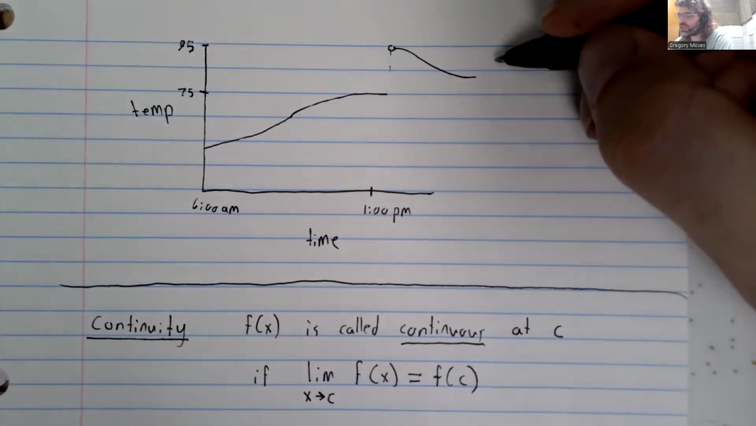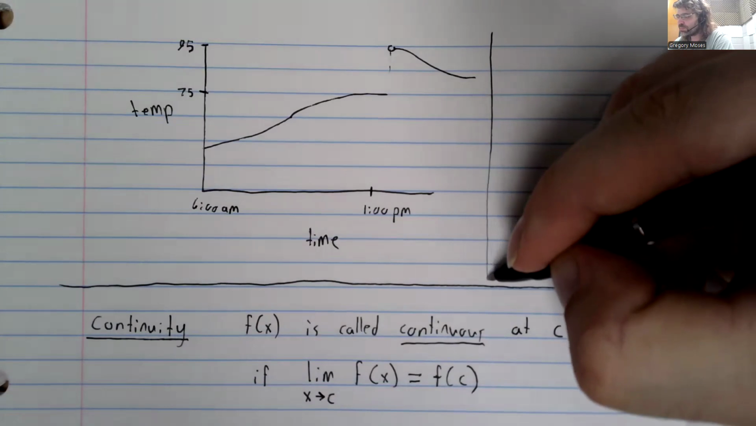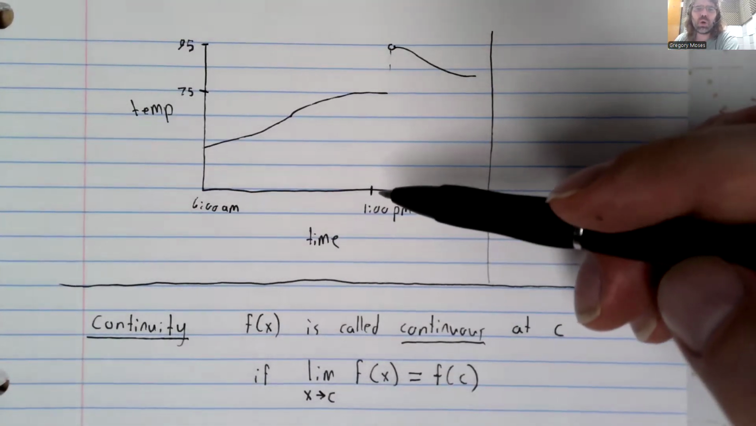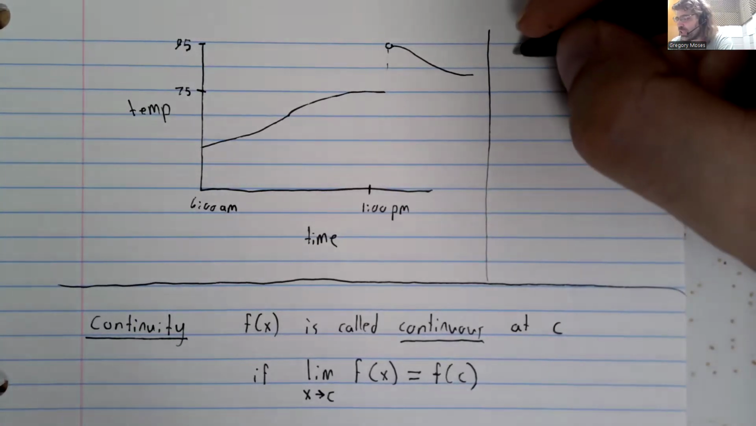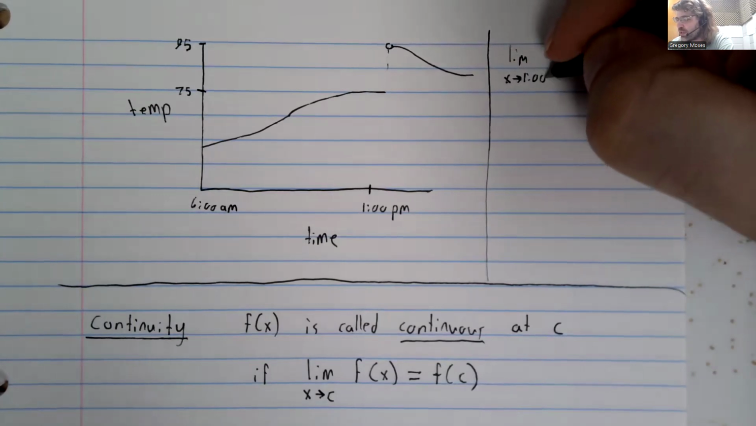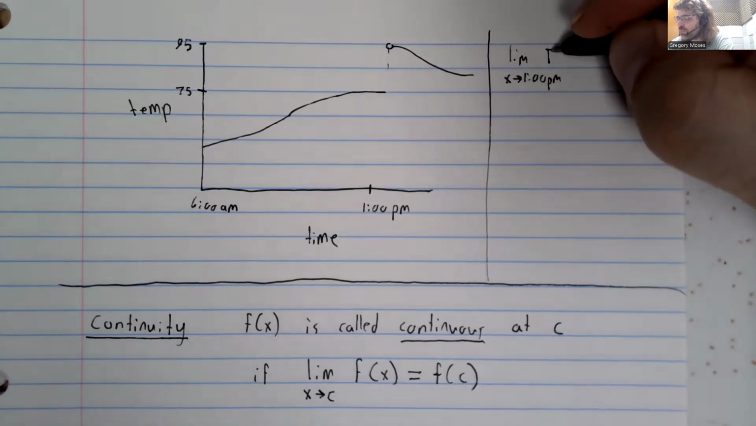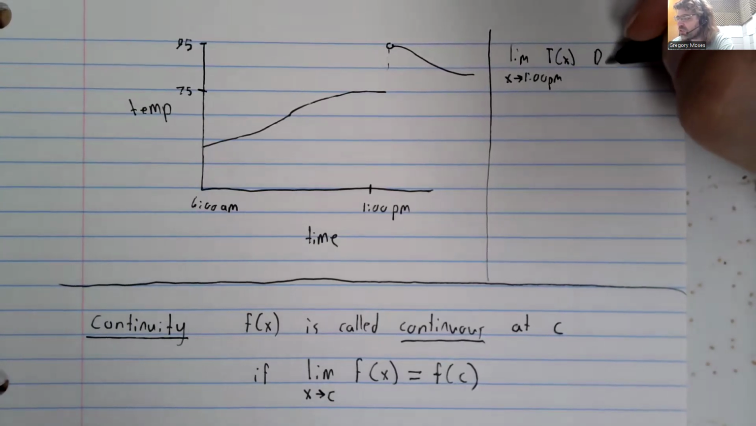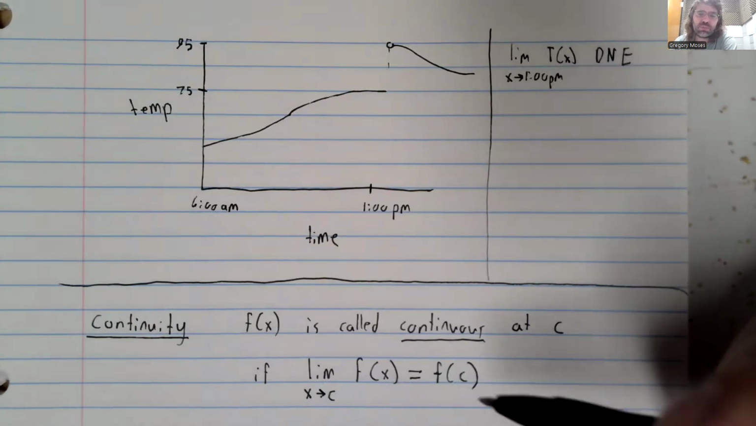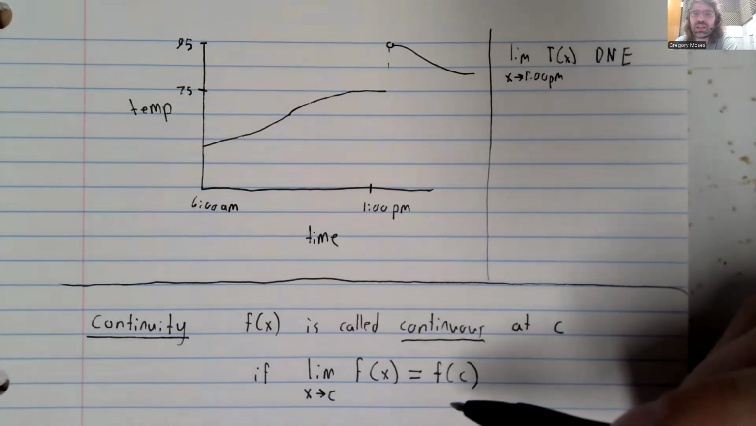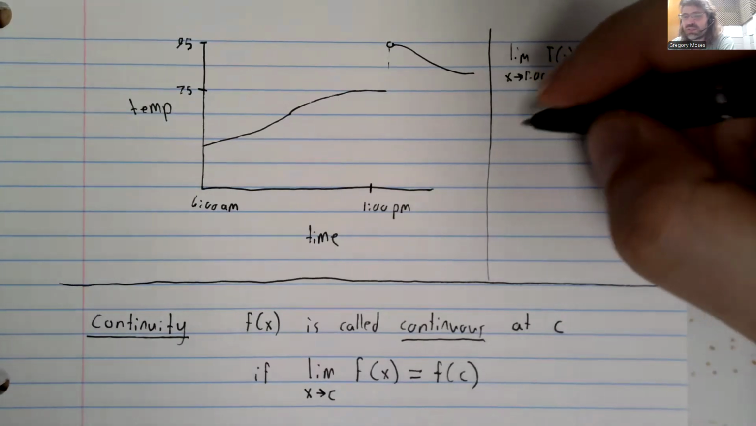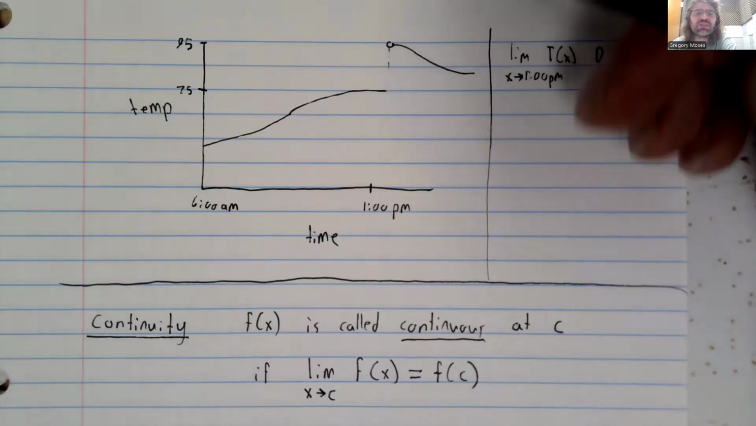Going up to this example, this equality is not satisfied at 1 p.m. That's because the limit as x approaches 1 p.m. of this temperature function does not exist. So if the limit doesn't exist, it certainly can't equal anything. Reviewing a little, the reason this limit doesn't exist is that the one-sided limits are different.